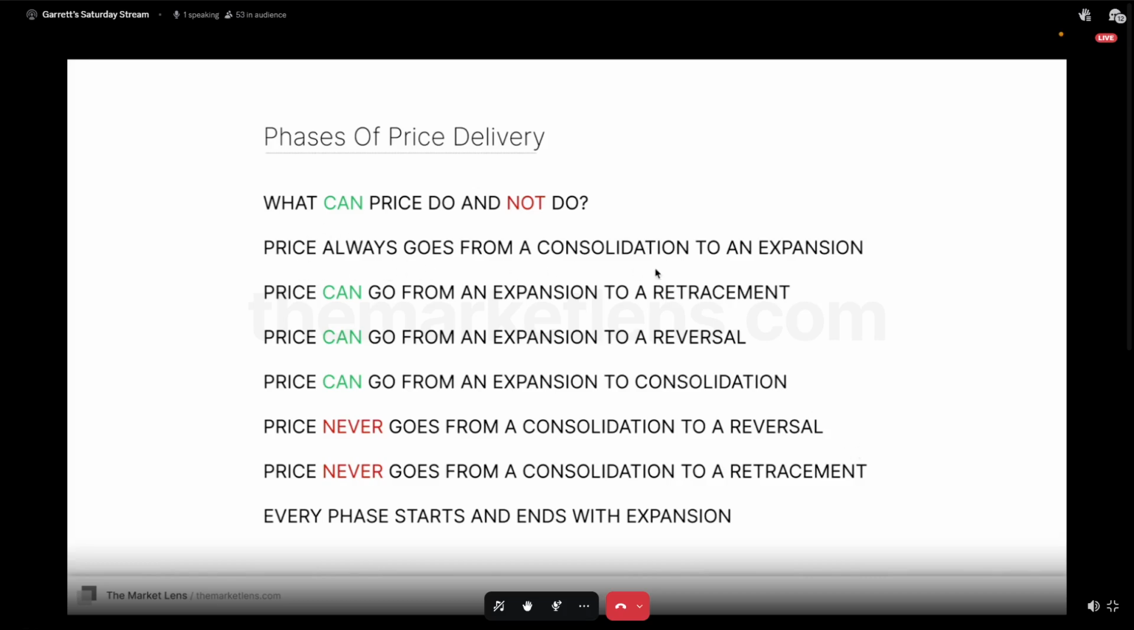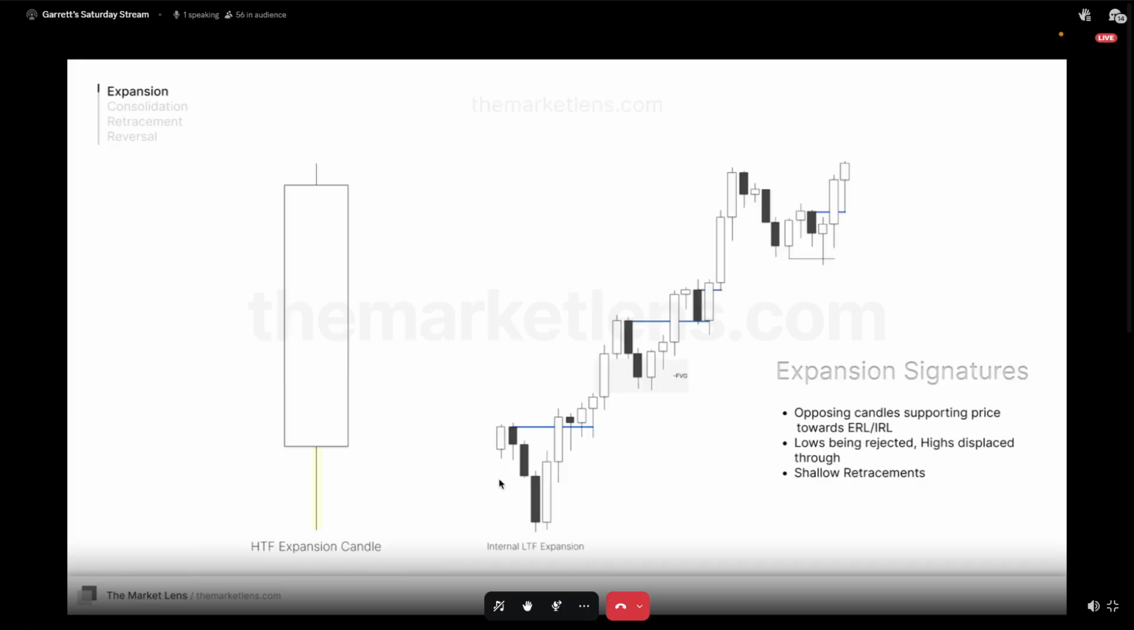Price always goes from consolidation to an expansion. Price can go from an expansion to a retracement. Price can go from an expansion to a reversal, and price can go from an expansion to a consolidation, right? Price never goes from a consolidation to a reversal, and price never goes from a consolidation to a retracement. Every phase of price starts and ends with expansion. So we're going to go over more so the signatures of each phase and whatnot.